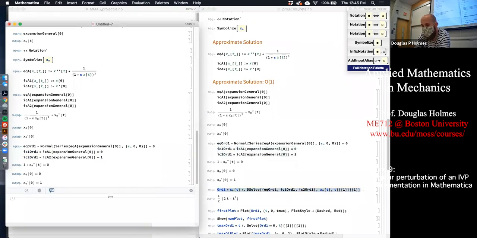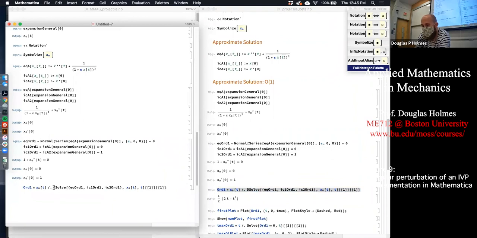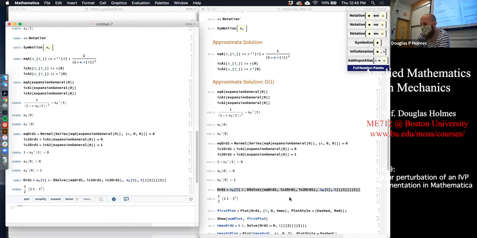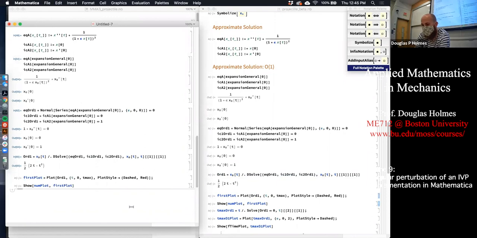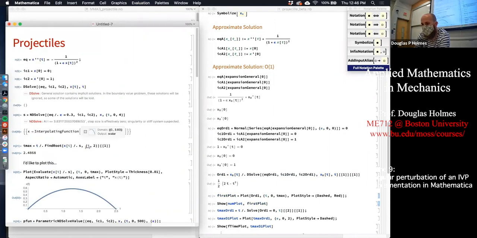I'll try to go so fast. This is DSolve, my list of equations for x naught of t, for t. It looks sort of similar to what we have in class. It factored the equation a little differently, but it's a parabola. And then finally, I will plot these two so you can see what's happening here. And then we'll end. I know I never named this. We're going to call this my numerical plot, so I'll call it num plot.